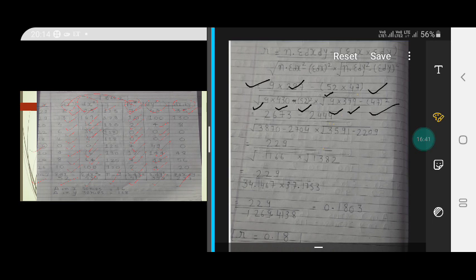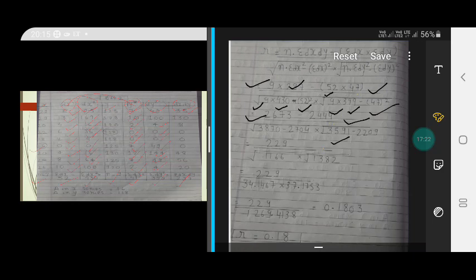Like 9 into 297 would be equal to 2673. Minus 52 into 47 would be equal to 2444. Then divided by 9 into 430 would be equal to 3870. Minus 52 square. The square of 52 would be 2704. So we have written minus 2704. Into under root 9 into 399, so it would be 3591. Then minus 47 square. So 47 into 47 would be 2209. So here we have written minus 2209.